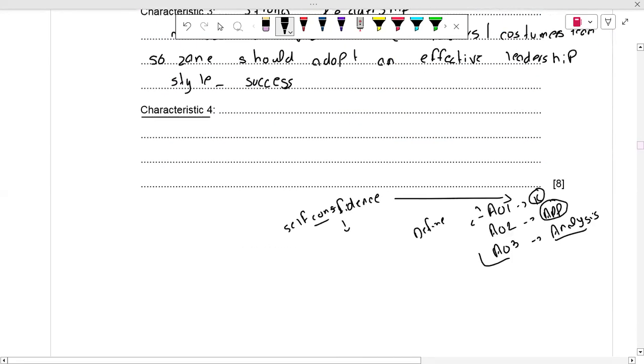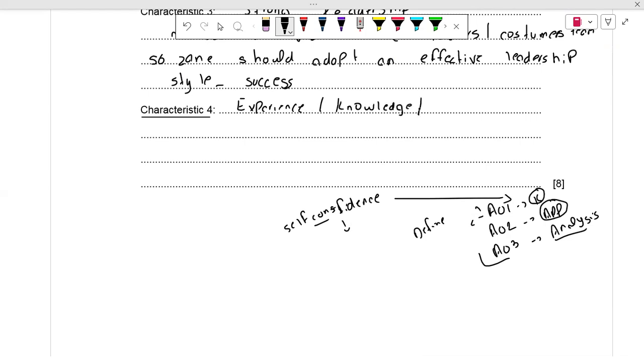Okay. So we have the last characteristic. What we can write in this is experience, or knowledge, or skills. Because Zen and Zara themselves are actors. So it means that they have some experience and knowledge about their work. So it is also a very important characteristic to become successful as a new entrepreneur. Okay. So this is how you can write your 8-mark question.